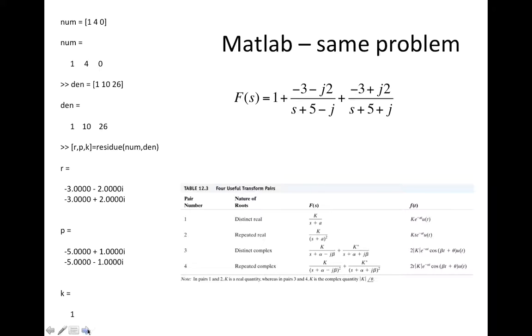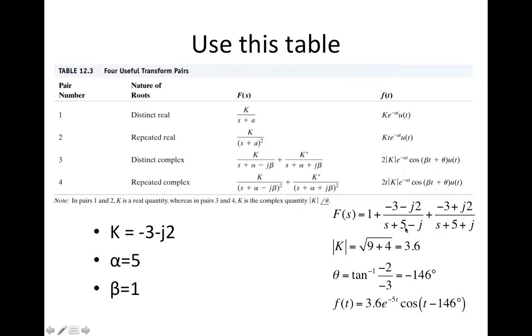So let's go to the next slide. So here is my function again. And k, in this case, is minus 3 minus j2. And so k star would be minus 3 plus j2. Alpha is 5 and beta is 1. So the first thing I do is I find the magnitude of k. That's called for right here. So that's just the square root of 3 squared plus 2 squared, or 3.6. And then I find the phase, which is the inverse tangent of the imaginary part over the real part.